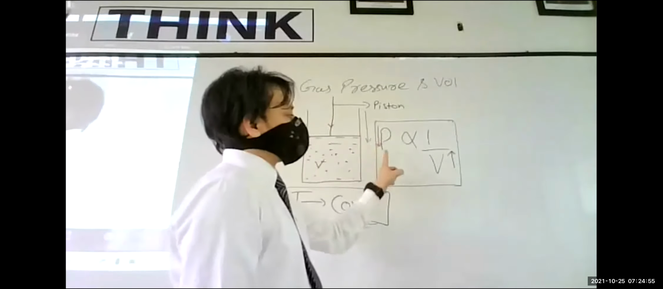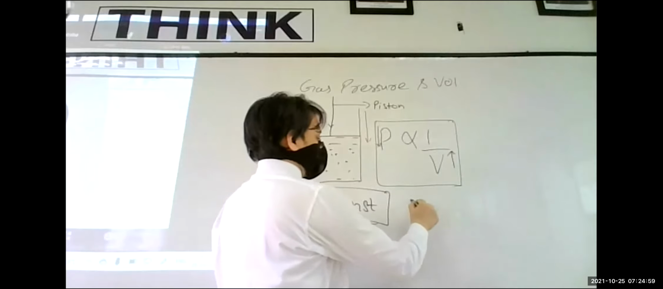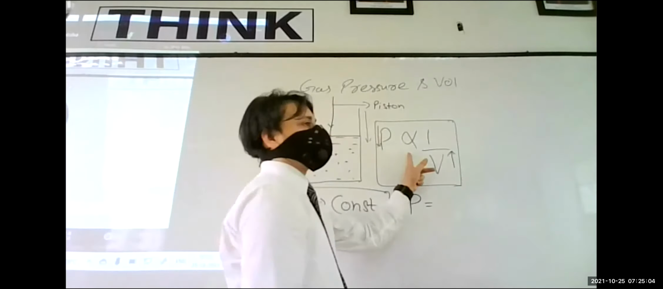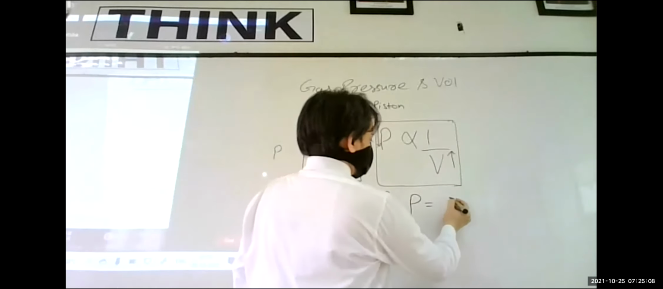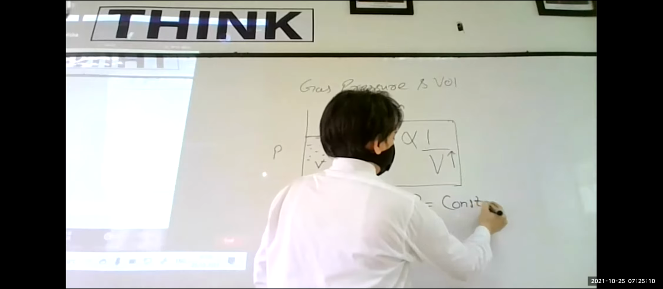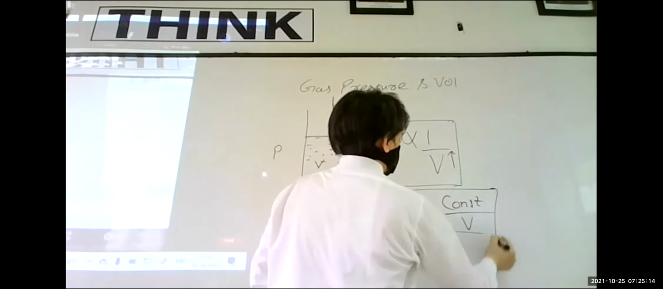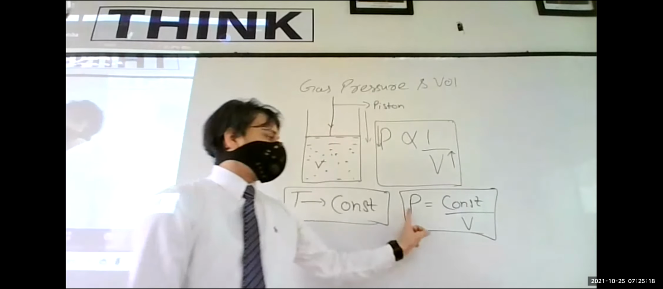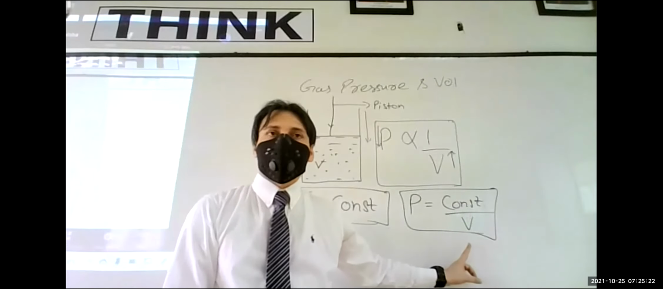Further, I can write this equation in another form. P is equal to, if I replace this proportional sign, then we get a constant, so that constant divided by volume. We have this equation: P is equal to constant divided by volume.